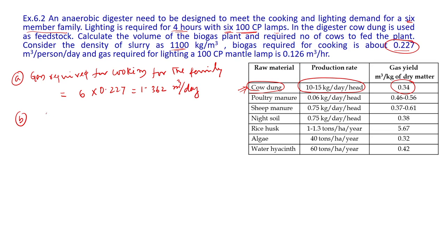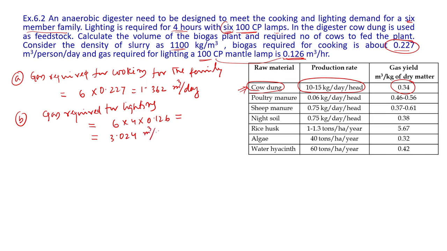And B is the gas required for lighting. Which is equal to, we have 6 hours and 4 hours and 6 lights, 6 into 4 multiplied by, we have 100 CP, 600 CPs. So, 100 CP is equal to 1.26 cubic meter per hour. So, once we multiply it, it will be something like equal to 3.024 cubic meter per day.